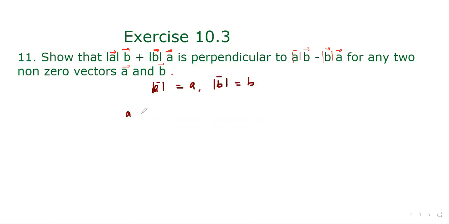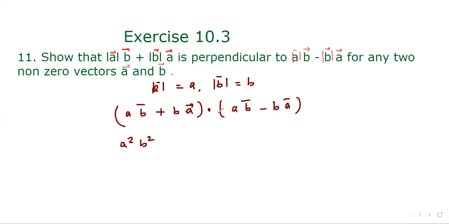Then A times vector B plus B times vector A dot. Since they are perpendicular, the product must be 0. So A B vector minus B A vector. Now we do dot product. So this will become A square B square, and here it will become AB A dot B.